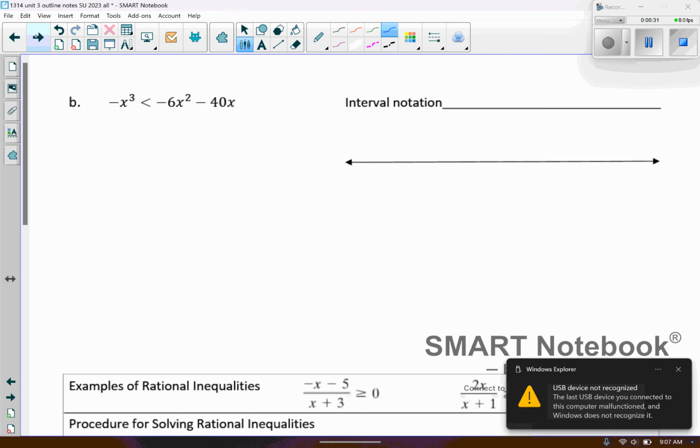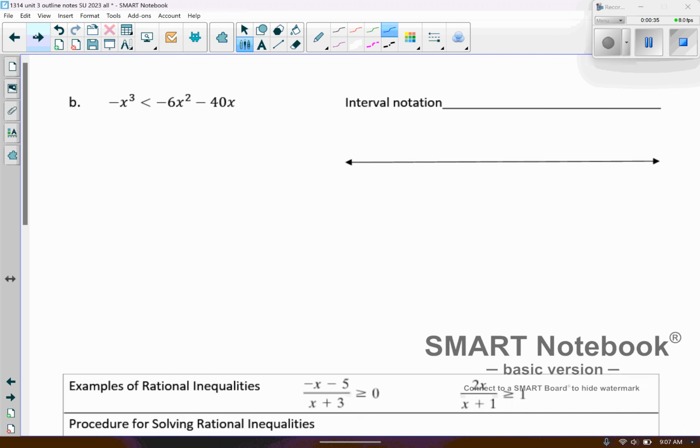We need to go ahead and set one side to 0. So this time, I'm actually going to add x cubed to both sides. And in doing so, I'm going to 0 out the left side. So 0 is less than, let's see, x cubed minus 6x squared, and then minus 40x. And as a habit, I like to have my polynomial on the left side of the inequality.